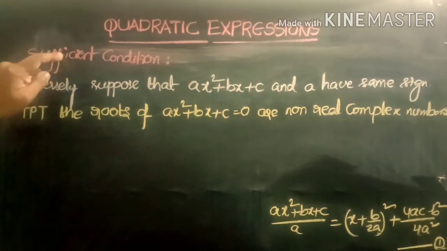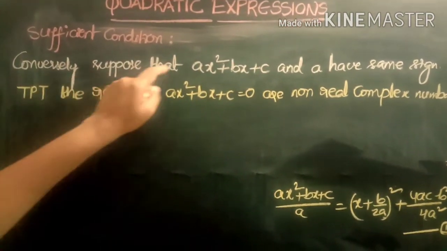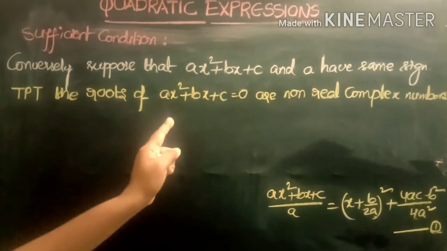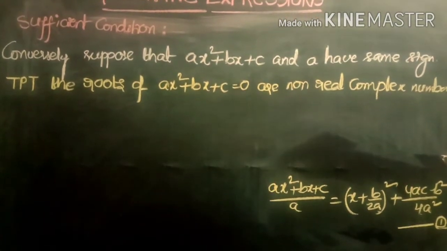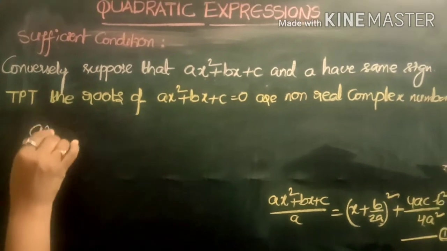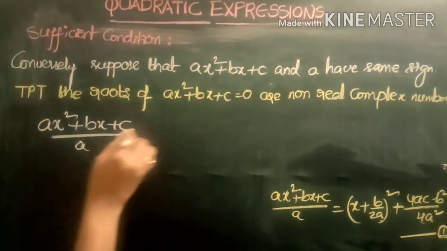Sufficient condition means first we assume the second statement and we prove the first statement. So conversely, suppose that ax² + bx + c and a have the same sign. Now to prove that the roots of the equation ax² + bx + c = 0 are non-real complex numbers. So given that ax² + bx + c and a have the same sign, that is (ax² + bx + c)/a > 0.